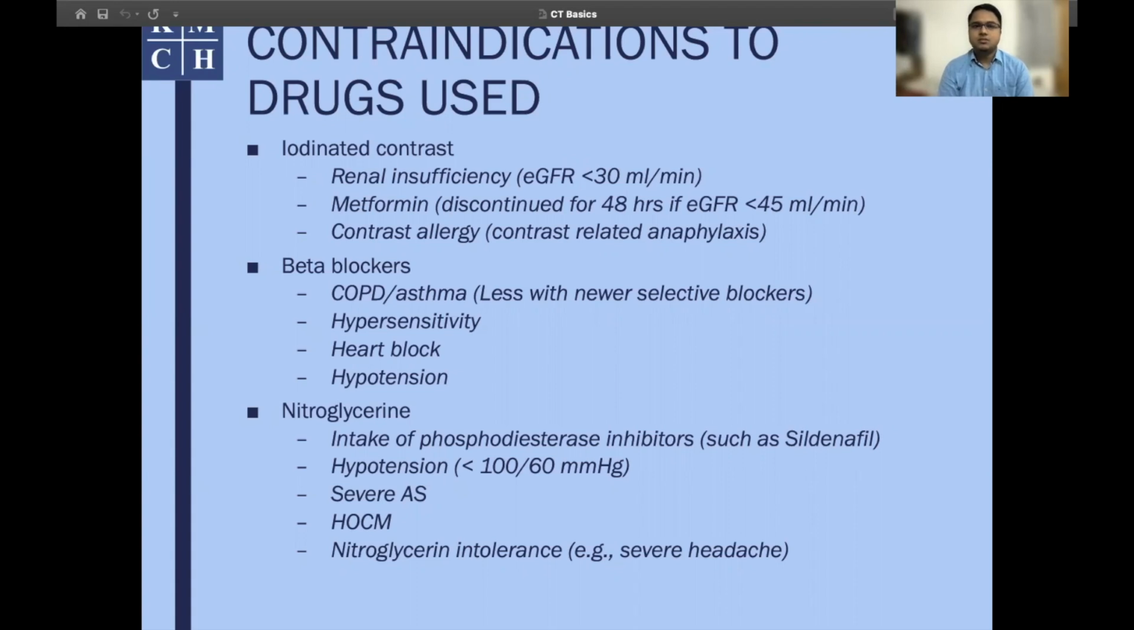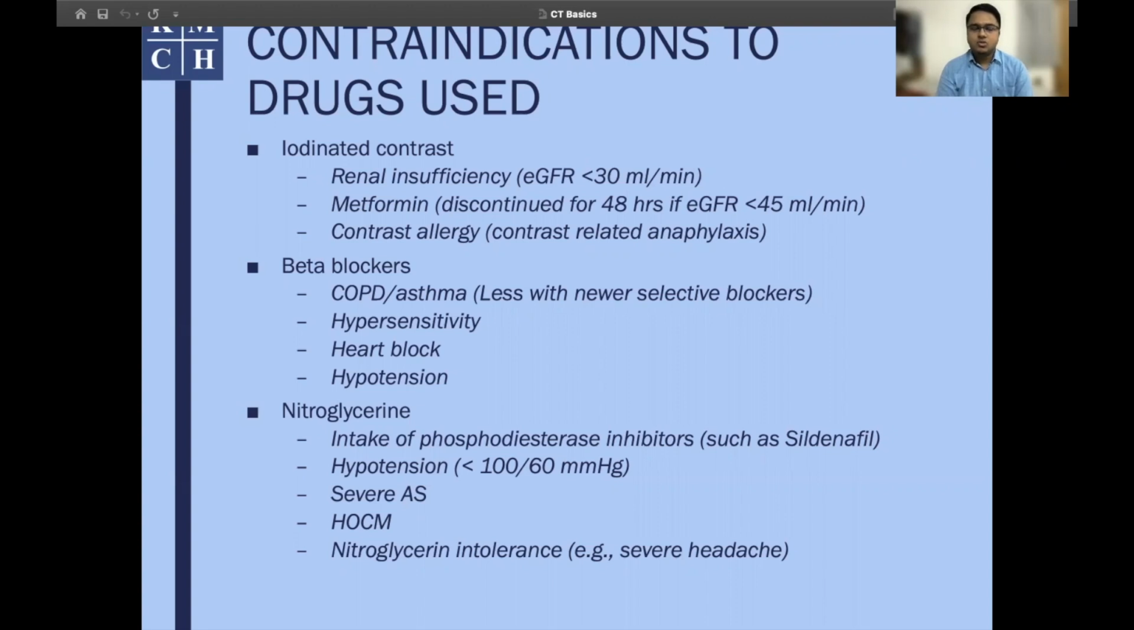Beta blockers, which are given to reduce the heart rate, are contraindicated in patients with COPD and asthma, where they can go in for bronchoconstriction, though these are less severe with the newer selective beta blockers. Hypersensitivity to beta blockers is a contraindication. Then presence of third-degree heart blocks and severe hypotension. Again, beta blockers cannot be given.